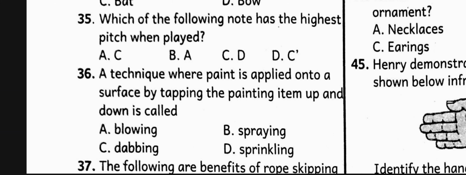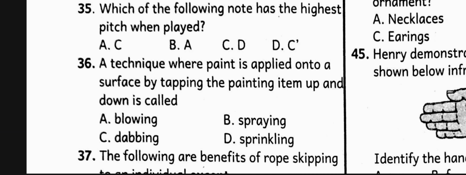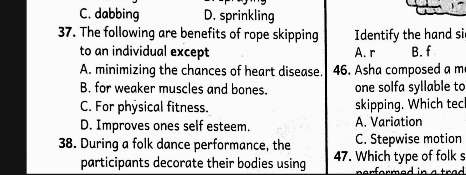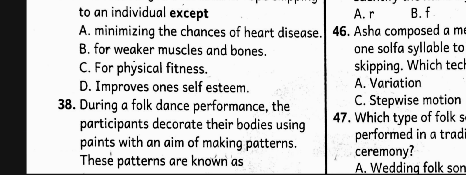Then a technique where paint is applied on a surface by tapping the painting item up and down. That one is dabbing, which is C. The following are benefits of rope skipping to an individual except minimizing chances of heart diseases, correct. For weaker muscles and bones, no. For physical fitness, improves one's self-esteem. So the correct answer there will be B.